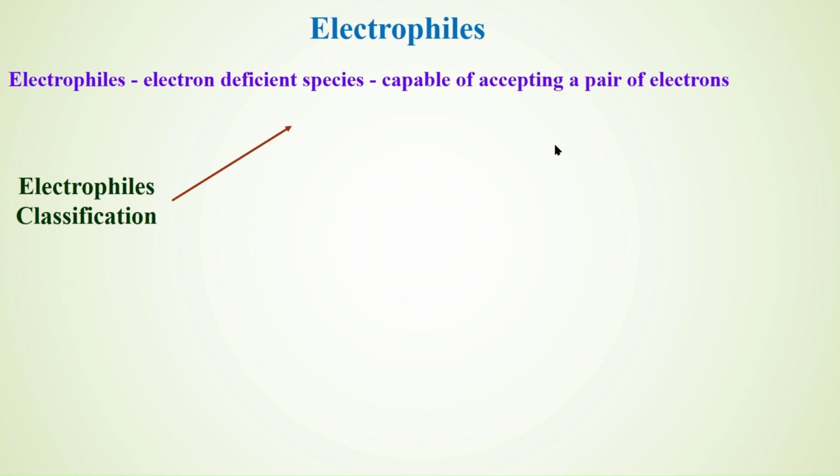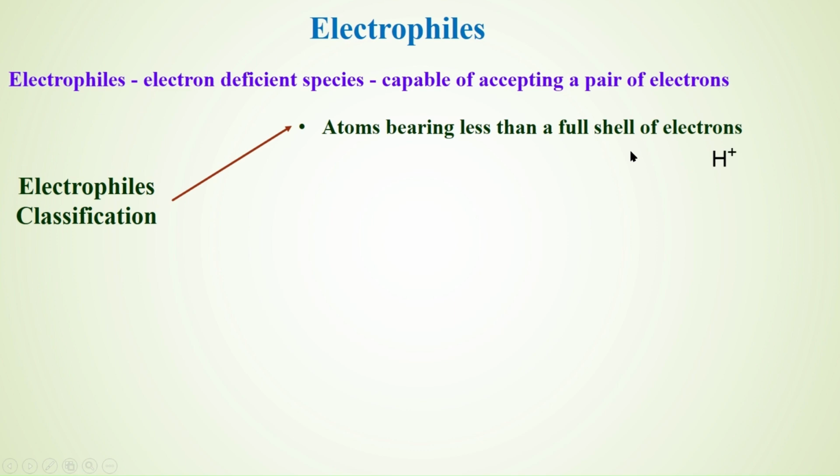Electrophiles can also be classified in a similar fashion to nucleophiles into three types. The first set of electrophiles are atoms bearing less than a full shell of electrons. Like H plus is an electrophile, CH3 plus is an electrophile. CH2=CH2, an alkene, in the presence of H plus, donated its pi electrons to the hydrogen and it created CH3CH2 plus. The CH3CH2 plus is an electrophile.